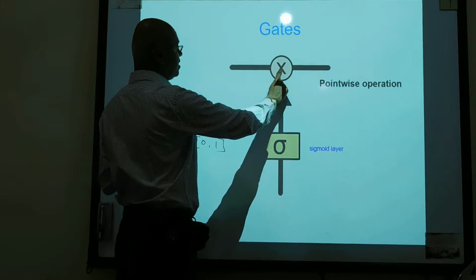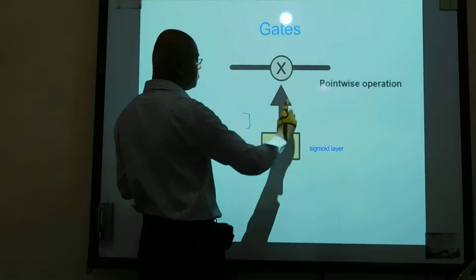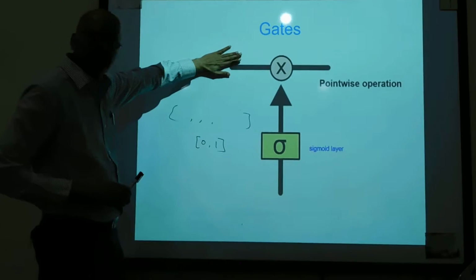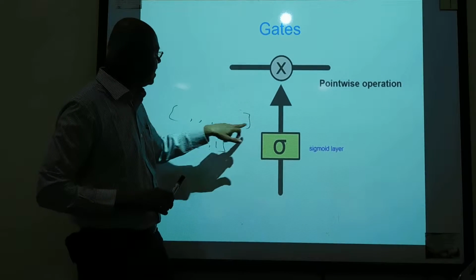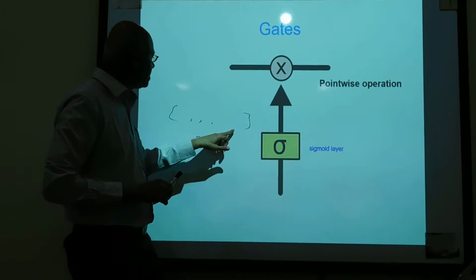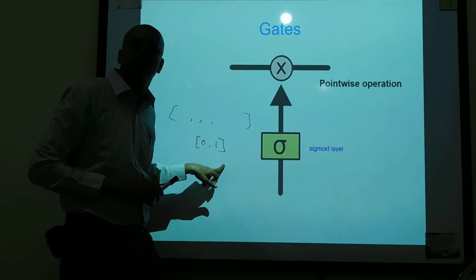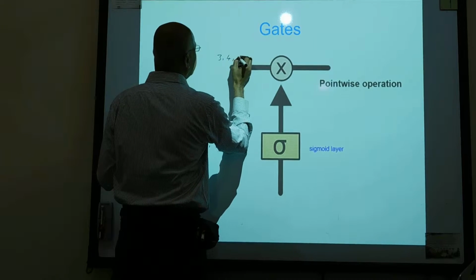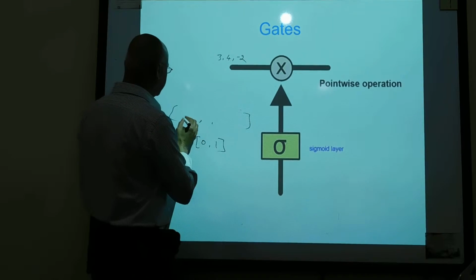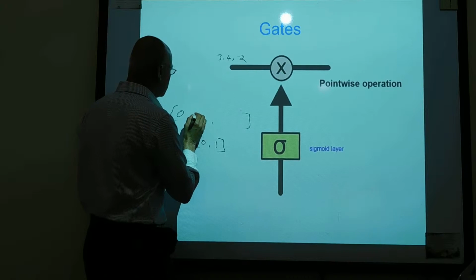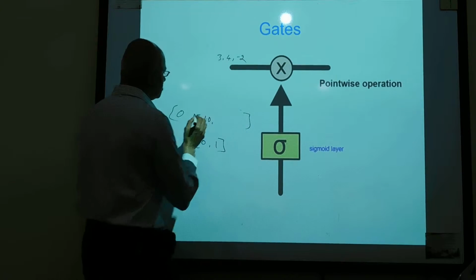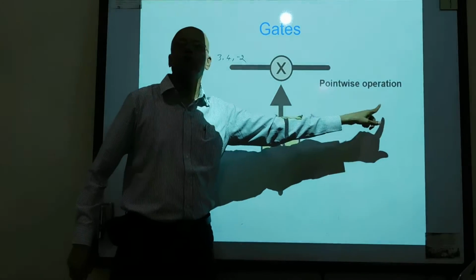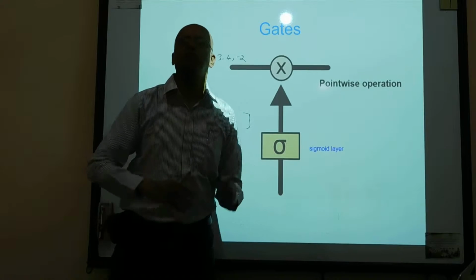At this point, the information that is there gets pointwise multiplied by this vector. Let's say there are 10 values here, and they get multiplied by the corresponding 10 numbers, each of them between 0 and 1. Let's say the numbers here are 3, 4 and -2, and the numbers here are 0, 0.5 and 1.0, just for argument's sake. This x tells that it is a pointwise operation, a kind of dot product.